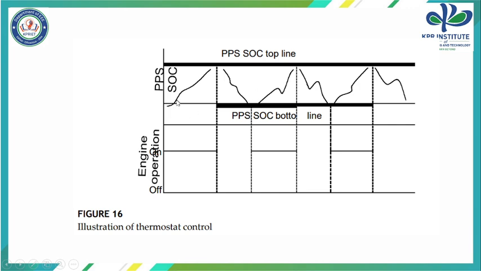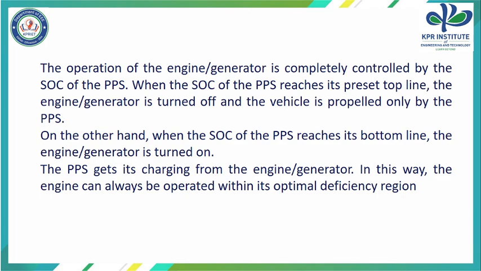Here we can see that the charging and discharging need not be uniform or linear, because depending upon the different road conditions, it may not be a smooth operation. So the PPS gets charged from the engine generator. In this way, the engine can always operate within the optimal efficiency region. That is mentioned in this point also.